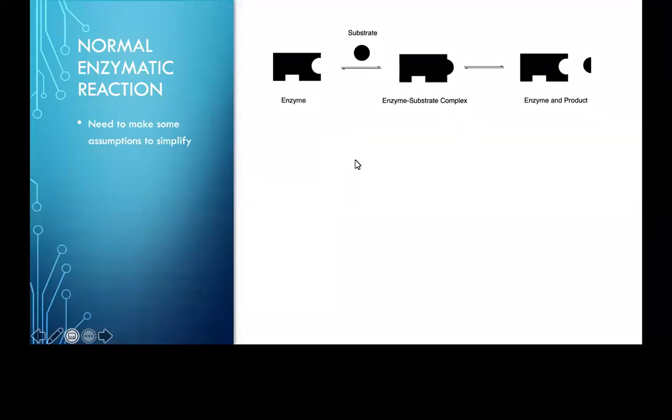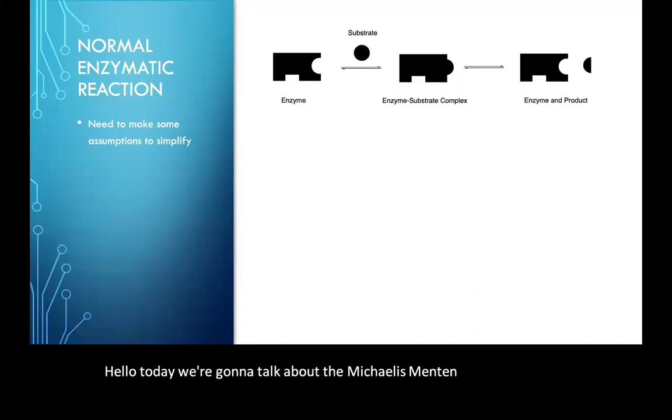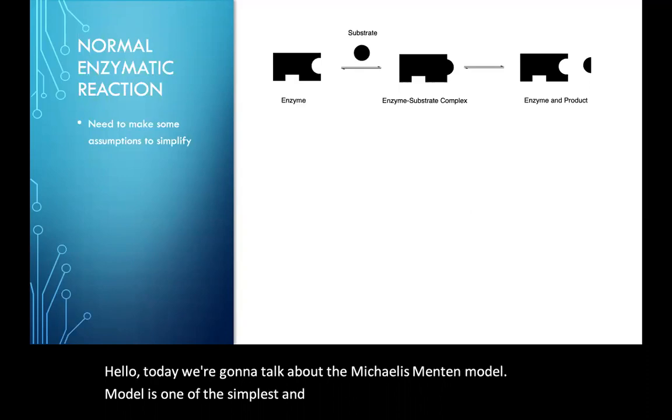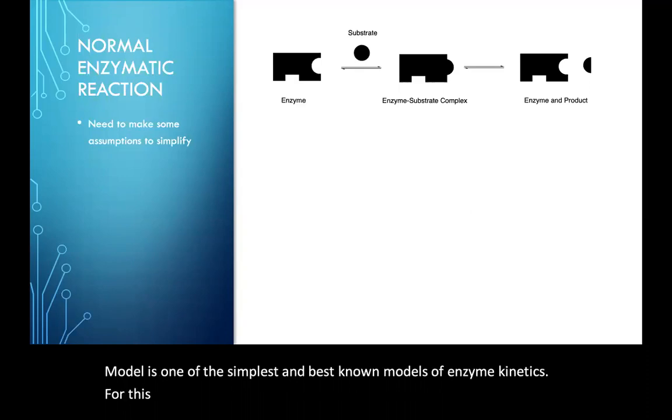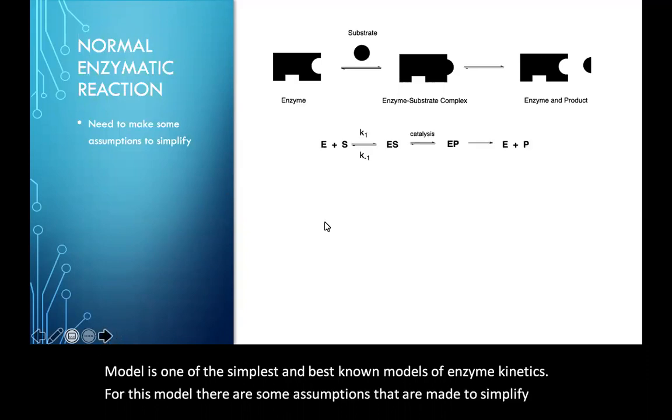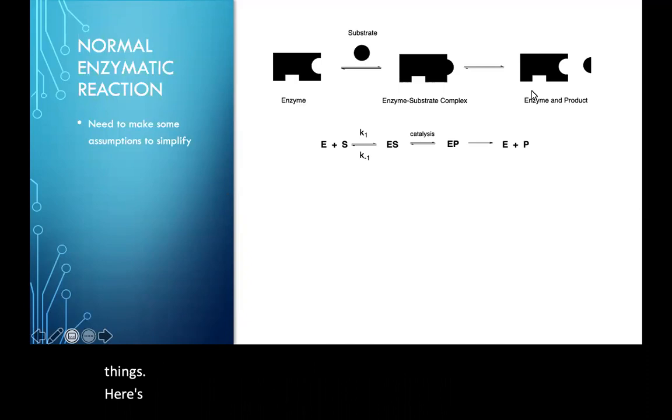Hello. Today we're going to talk about the Michaelis-Menten model. The Michaelis-Menten model is one of the simplest and best known models of enzyme kinetics. For this model, there are some assumptions that are made to simplify things. Here's just a representation of this enzyme reaction up here.